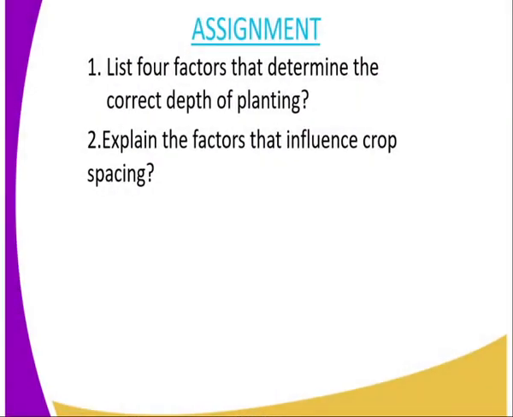Then we go to the assignment of today's work. The first question: list 4 factors that determine the correct depth of planting. And the second question: explain the factors that influence crop spacing.